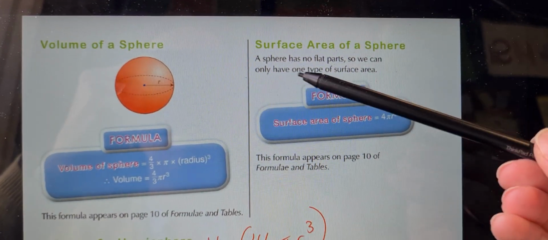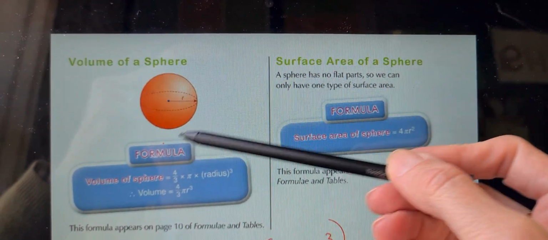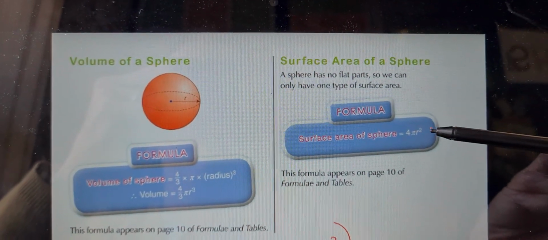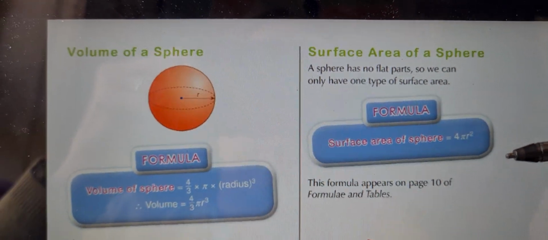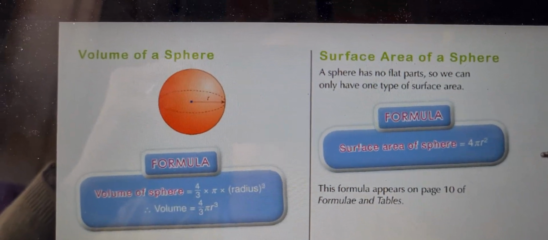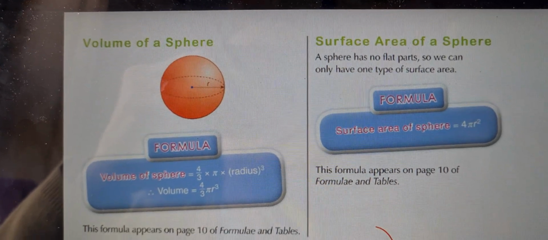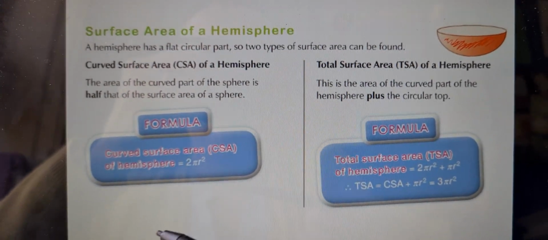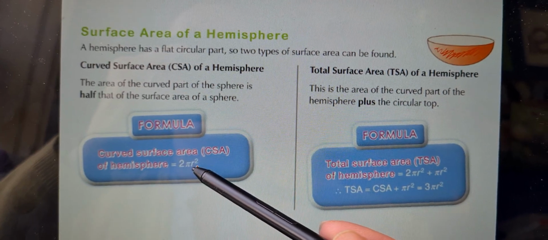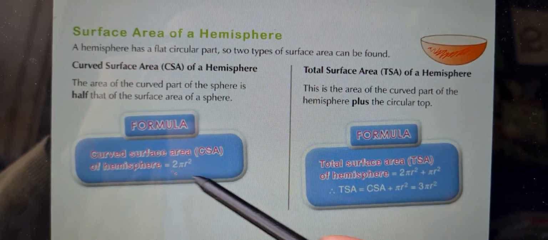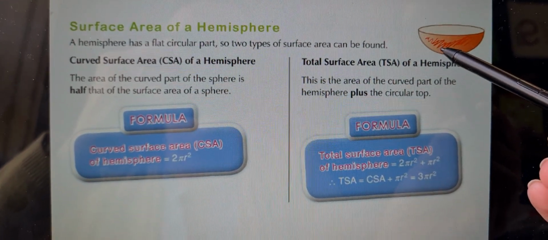So the curved surface area on a sphere, or the total surface area for a sphere, is 4 pi r squared. Okay, so if it's 4 pi r squared and you want to get half of a sphere, just half of that. So it'll be 2 pi r squared for a hemisphere. So that's where this is coming from. Half of a full sphere would be 2 pi r squared for the surface area. Okay, and that's just for the curved part.